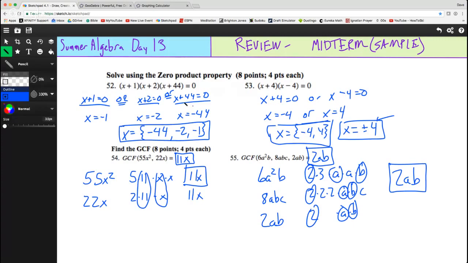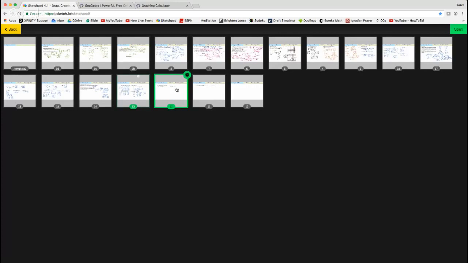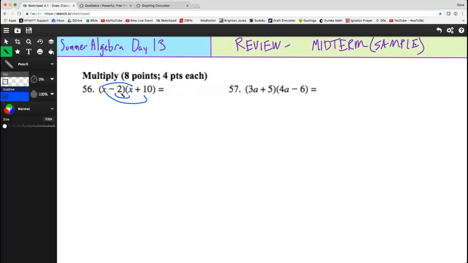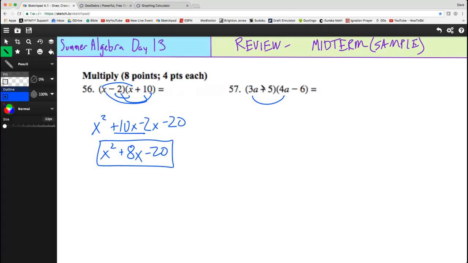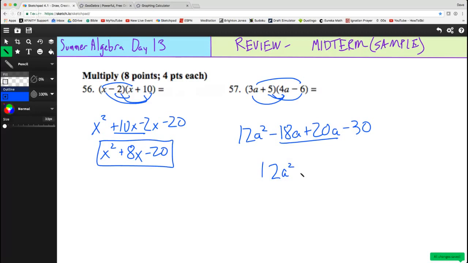Almost there. Hang in there. Multiply. We have to FOIL first: first, outside, inside, last. Combine terms. Usually those middle terms are going to combine for you. Same here, first, outside, inside, last. Combine those inside terms and we get 12a squared plus 2a minus 30.